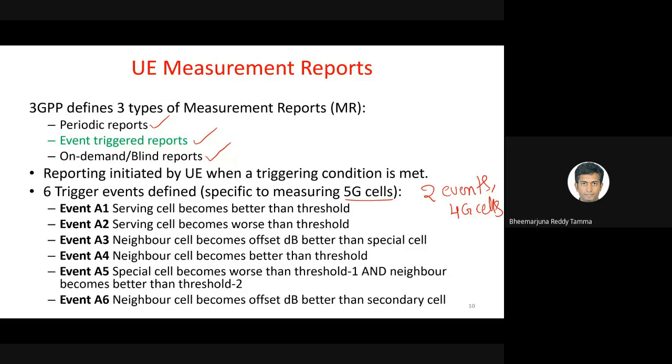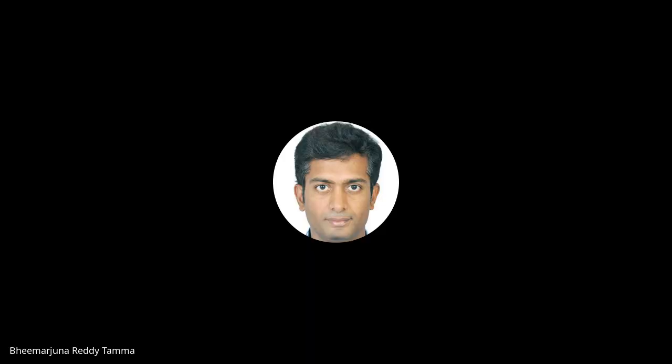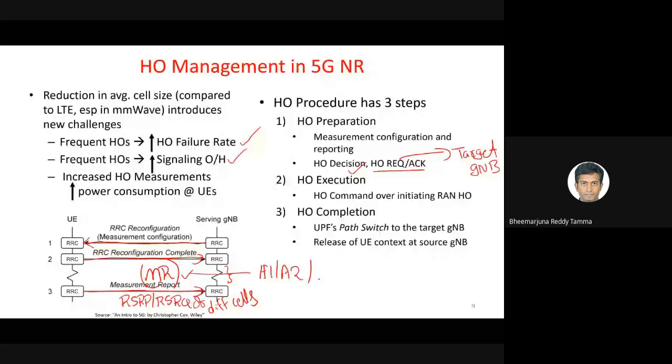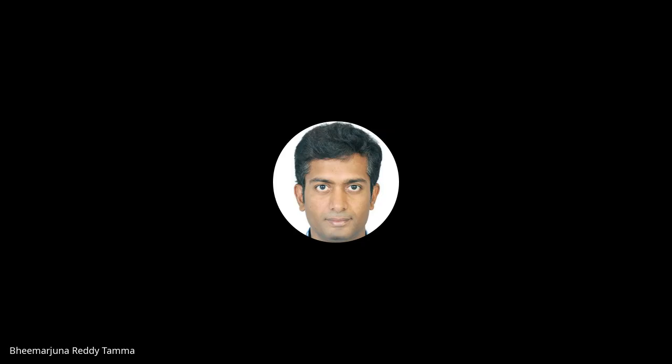Serving cell becomes better than the threshold. Event A2 is basically telling that the serving cell becomes worse than the threshold. Again, whenever this condition is satisfied, the user equipment sends the measurement report. So the measurement report contains A1 event or A2 event, and so on up to A8 events. Based on the information coming through these events, the gNode B takes the handover decision.